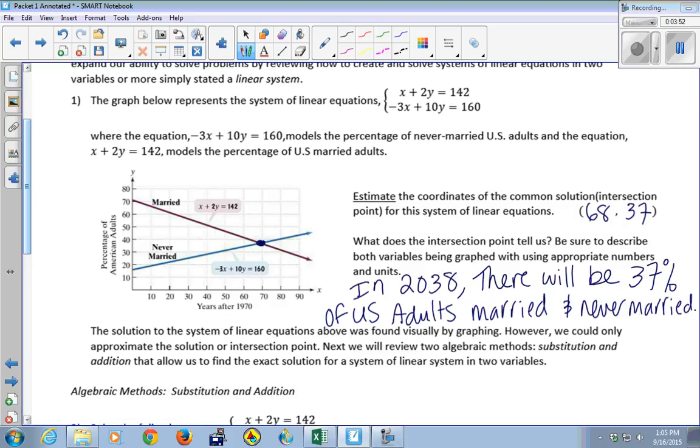Okay, so up until the year 2038, the married line is above the never married line. So the percentage of married people will be greater than the percentage of never married people up until 2038, when they'll be the same, and then they switch, right? Or that's our prediction right now based on the data we have. After 2038, it will switch so that currently married people will comprise a smaller percentage of the population than never married people.